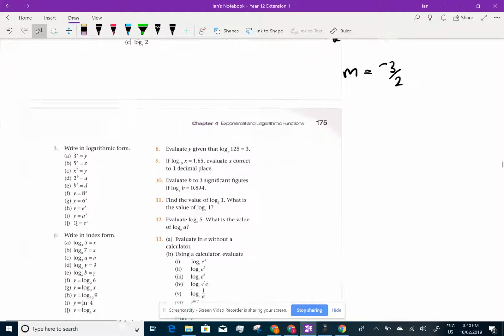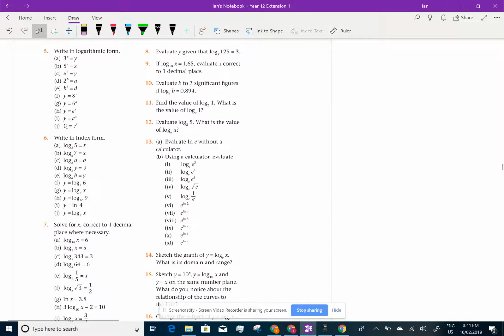I'm going to have a look at some of the other ones that we didn't get to. I did a question from 5. Remember, you're only doing every second one, so I'm going to cruise down A, C, E, G. I'll just do G. So this is 5G. And what do we got? We've got y equals 6 to the x. And they want me to write that in log form. Well, x becomes log to the base 6, y. Sweet, done. Very easy.